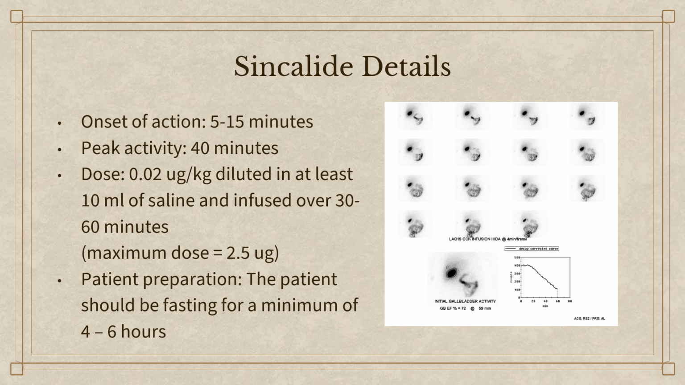If sincalide is given as pretreatment for patients fasting longer than 24 hours, 0.02 micrograms per kilogram is infused over 30 to 60 minutes. The radiotracer is then injected 15 to 30 minutes after the completion of the sincalide infusion. Patients should be fasting for a minimum of 4 to 6 hours.